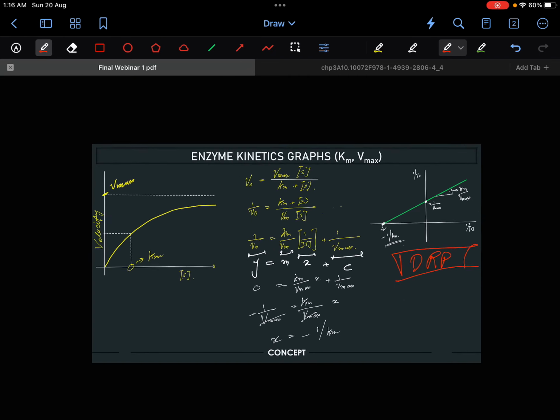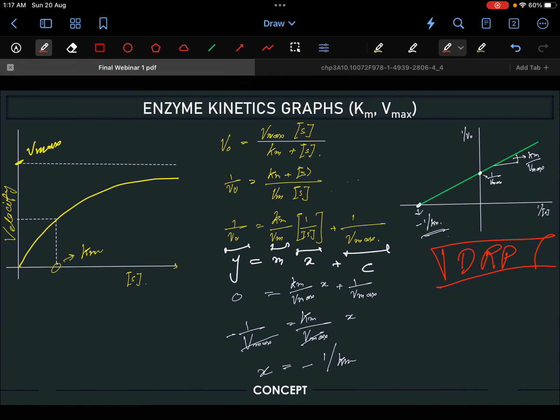So this graph is known as the famous double reciprocal plot, right? This plot is known as the double reciprocal plot. We know all these parts.